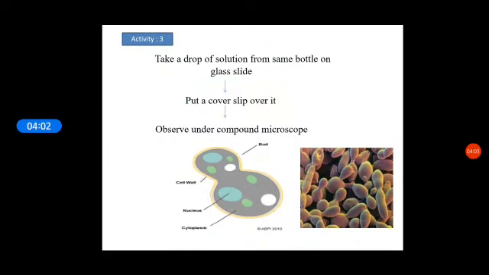Activity number 3. To observe yeast under a compound microscope. Take a drop of the solution from the same bottle on a glass slide. Then put a cover slip over it. After observing under the compound microscope, we would be able to see colorless oval cells. These are the yeast cells. Some of those cells may have small round bodies attached to them, as you can see in the figure. These are the new daughter cells of yeast formed by the method of asexual reproduction called budding.